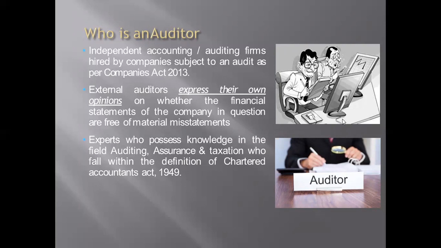Now, the experts who possess knowledge in the field of auditing, assurance, and taxation, who fall within the definition of the Chartered Accountants Act 1949, is an auditor. So, an auditor, according to the Chartered Accountants Act 1949, should be a chartered accountant. And external auditors express their own opinions on whether the financial statements of the company in question are free of material misstatements. So he should know and he should detect all the errors and frauds of the company in the financial reports, and he can show cause and give a qualified or unqualified report, depending on those documents and the facts.